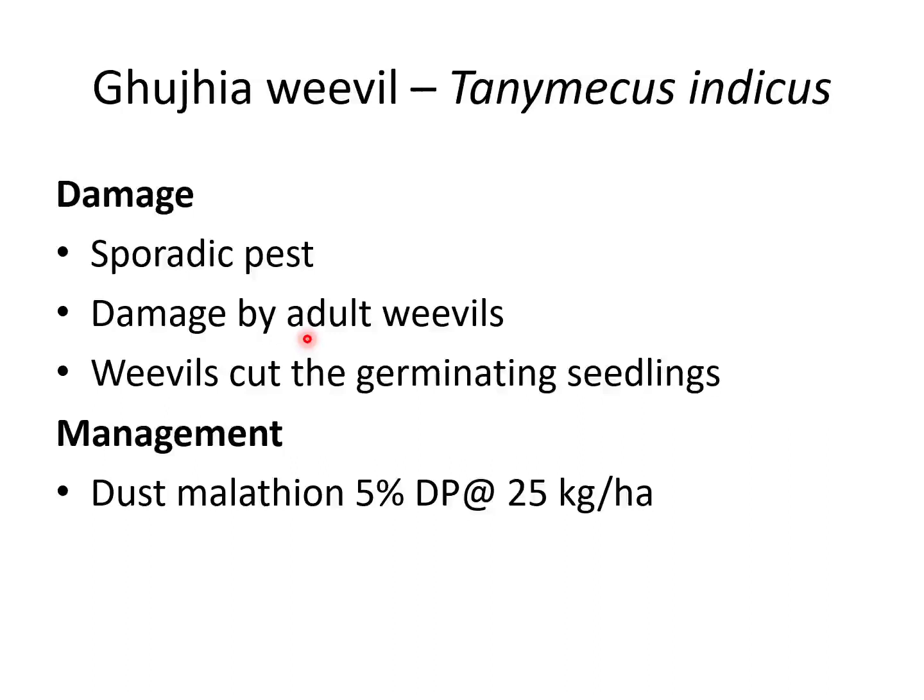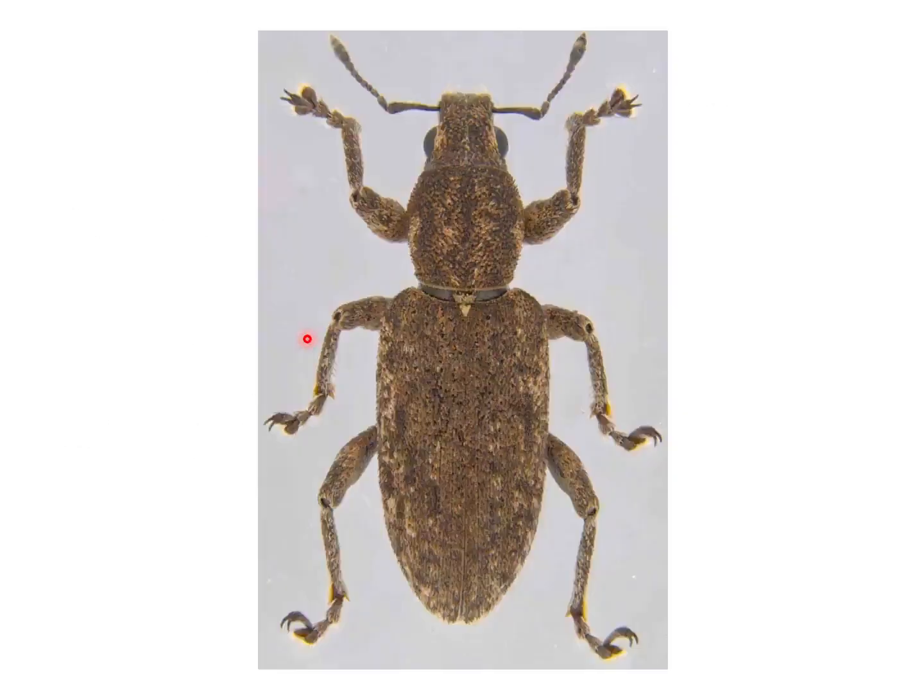And the management we can suggest is dusting with malathion at the rate of 25 kg per hectare. It's not a major pest, it's a minor pest infesting wheat. So this is the picture of Gujia weevil which cuts the germinating seedlings of wheat.